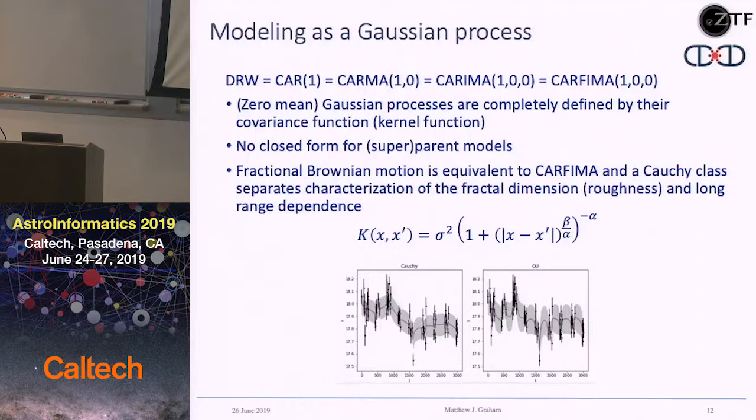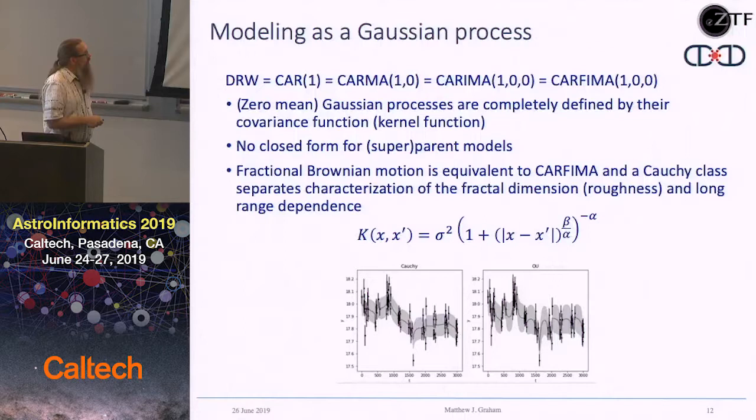It would be nice if I could do this with a Gaussian process. I like Gaussian processes. They're optimal in some ways. They're nice and Bayesian, etc. Everything can be described by the kernel function, but the problem is that there's a well-defined kernel, as I showed on Monday, for the damped random walk, but there's no closed-form kernel for the super-family models. And they get quite nasty quite quickly.